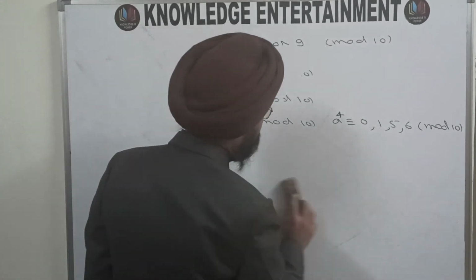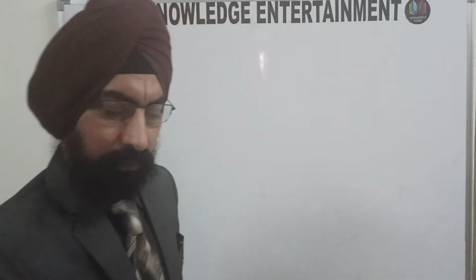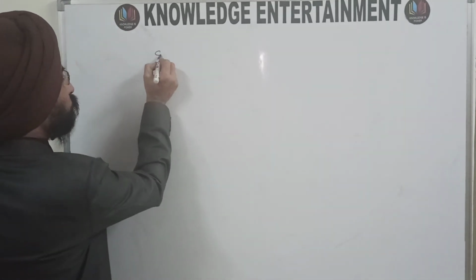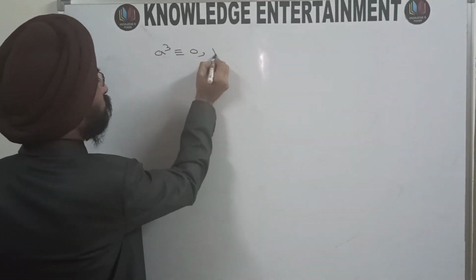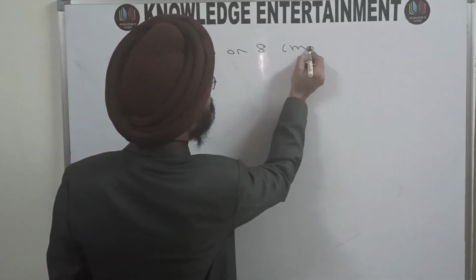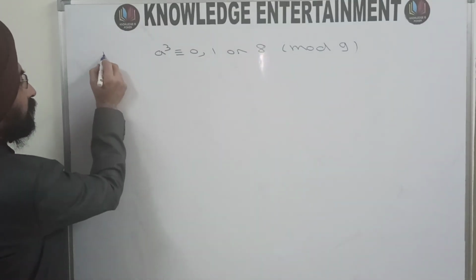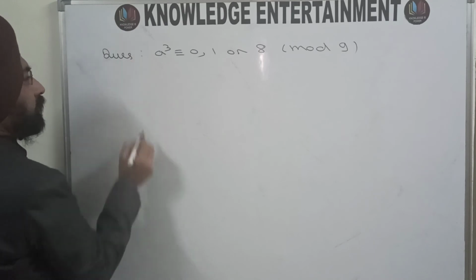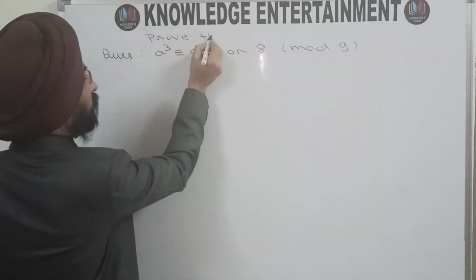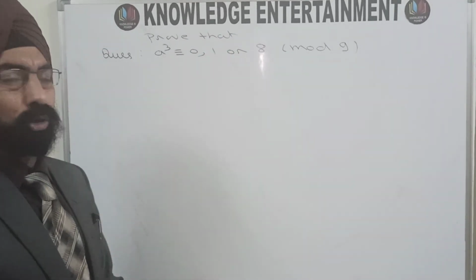Fourier fractions, continued fractions and so on. But here it is an important result, and the last result that I am going to prove is that a cube is congruent to 0, 1 or 8 modulo 9. I am not taking the case modulo 10 now. This is a question to be proved, that you can write here: prove that a cube is either congruent to 0 or 1 or 8 modulo 9.